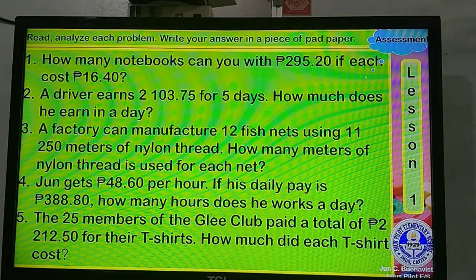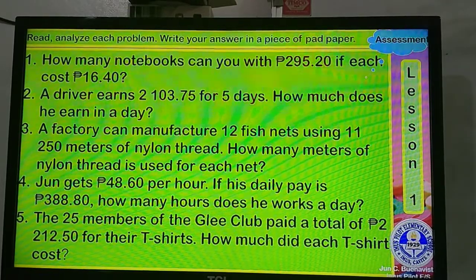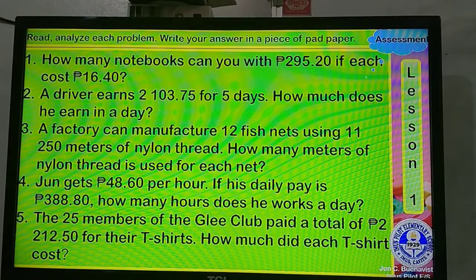I will read the problem once only. Number 1. How many notebooks can you buy with 295 pesos and 20 centavos if each costs 16 pesos and 40 centavos? Number 2. A driver earns 2,103 pesos and 75 centavos for 5 days. How much does he earn in a day?